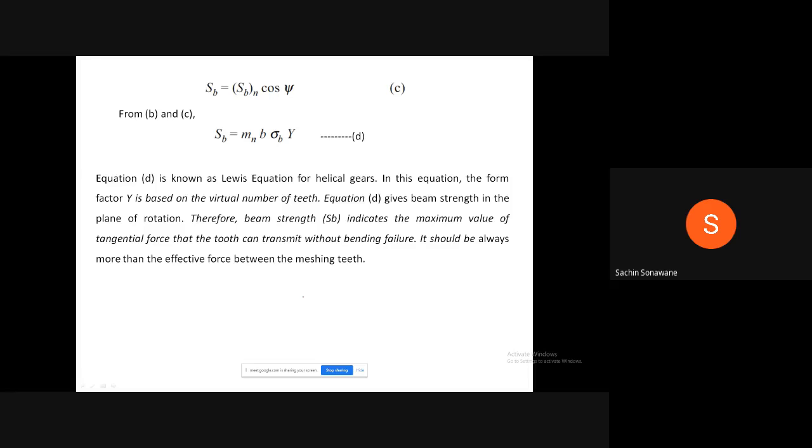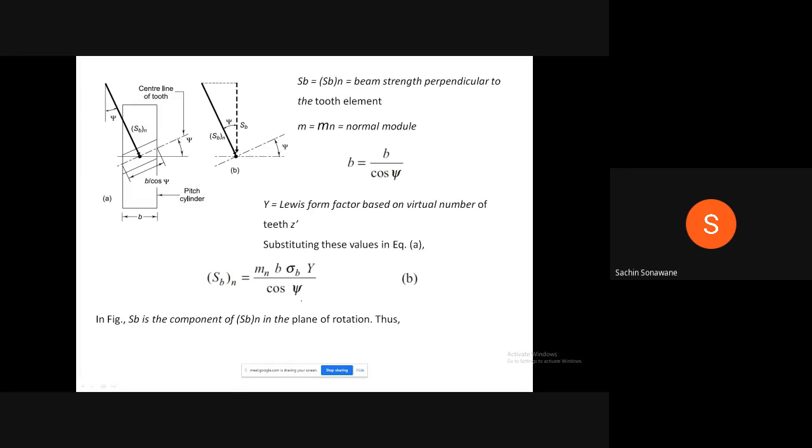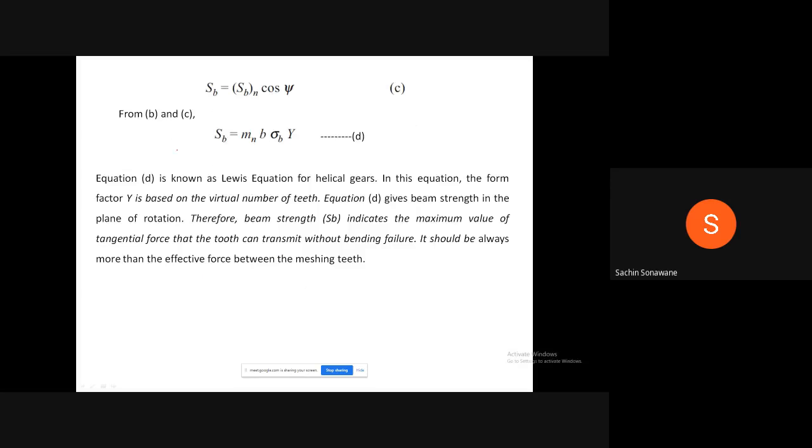Now we have to find out SB, the vertical force. We will resolve this SBN into vertical component and horizontal component. SB is nothing but SBN cos psi. That cos psi will get cancelled and we will finally get beam strength SB is equal to Mn B sigma B into Y. Equation D is known as Lewis equation for helical gears.